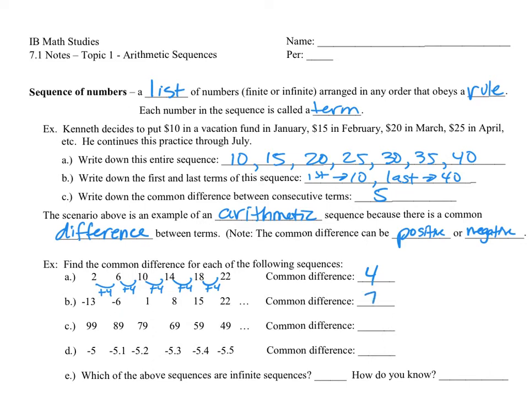Letter C, notice that these numbers get smaller every time. So since they get smaller every time, our common difference would be negative. We would be subtracting 10 as we go from one term to the next term. And then letter D, we have negative 5, then negative 5.1, negative 5.2, negative 5.3, and so on. Now, on a number line, if you were to look at these numbers on the number line, those numbers would be moving to the left. So these numbers are decreasing, so we have a common difference of negative 0.1.